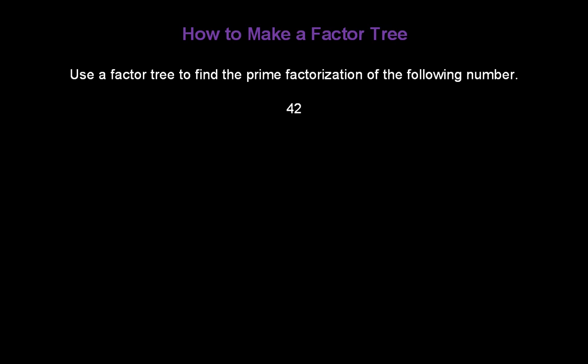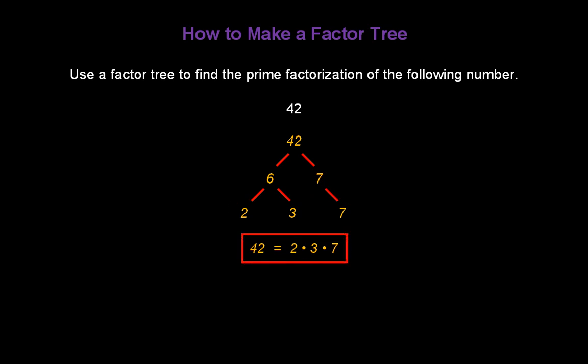Let's use a factor tree to find the prime factorization of the following number, 42. Now let's start by writing down 42, and let's break it up into, say, 6 times 7. 7's already prime, but 6 isn't, so I can break it down further into 2 times 3. And to make sure we don't miss any of our prime factors, let's pull them all down to the same level. So that 7's hanging up there. Let's pull it down to the bottom of our factor tree. And down at the bottom, we have our prime factorization for the number 42. 42 is made up of 2 times 3 times 7.